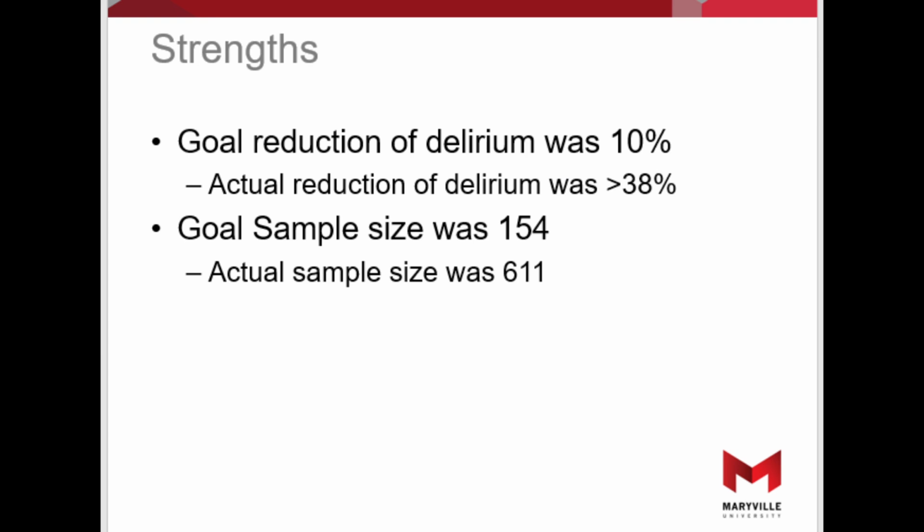Strengths of the study. The goal reduction was 10%, and we far exceeded that by 38%. That is so wonderful. The goal sample size was 154. Our actual sample size ended up being about 611, so that was almost 4 times what our goal was. That again just helps strengthen the results of our study. And that was after we looked at our inclusion and exclusion criteria.